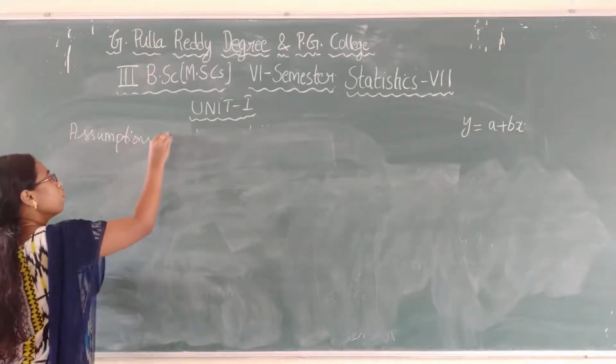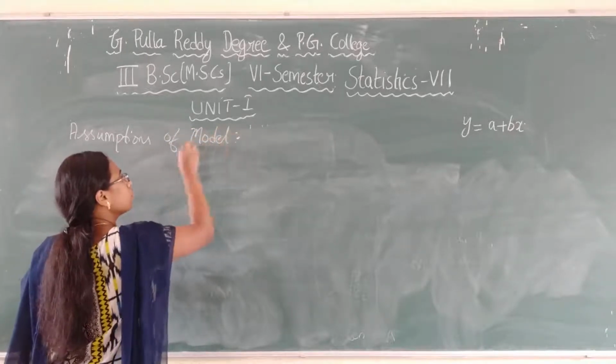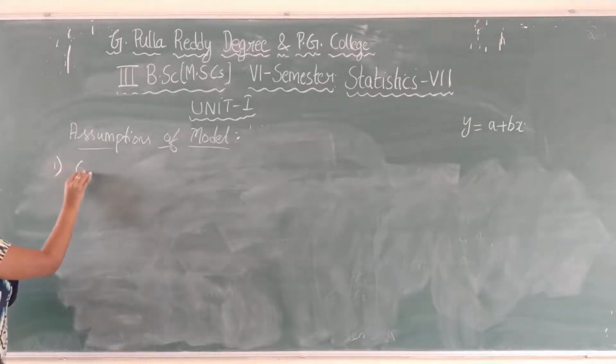Assumptions of the model. There are different assumptions for the Gauss-Markov linear model. Under that, the first and the most important assumption is related to the error vector. So what is an error vector? Here the error vector is denoted with epsilon.